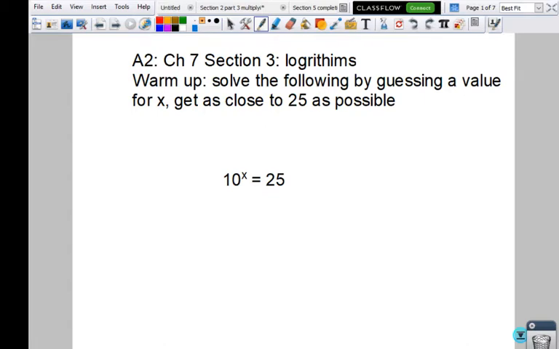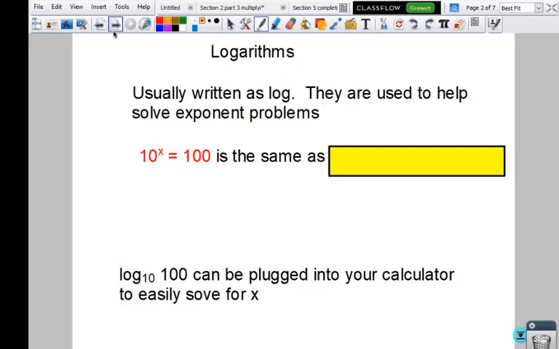Logarithms. All right, so the lesson before kind of introduced you guys to some exponents and stuff. So this time around, we're going to be looking at logarithms.